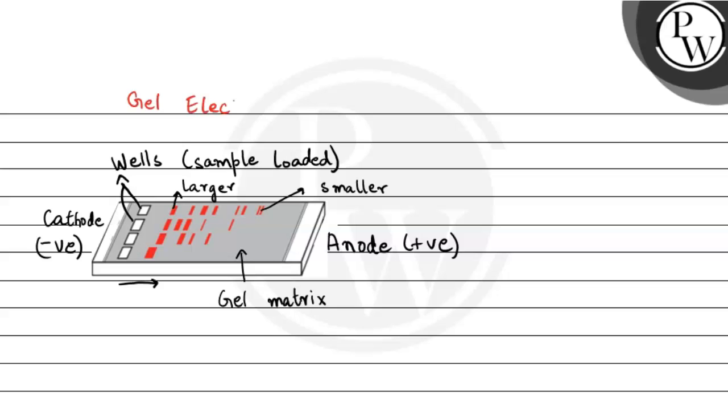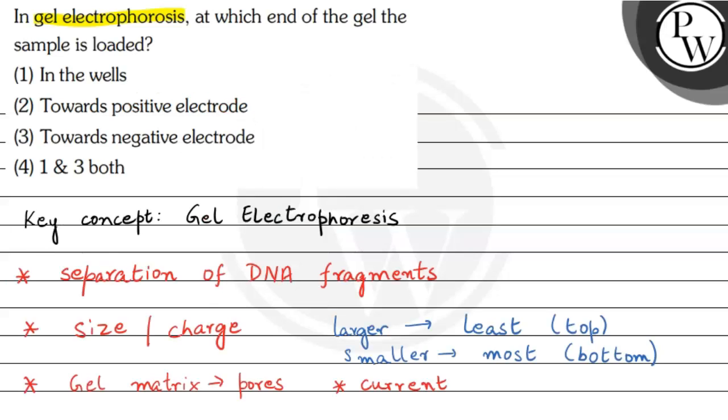And that is the principle on which the DNA is separated using gel electrophoresis. So now if we see the options, then the question was asking at which end of the gel the sample is loaded. तो हमने देखा कि sample is loaded in the wells. So the first option is correct.